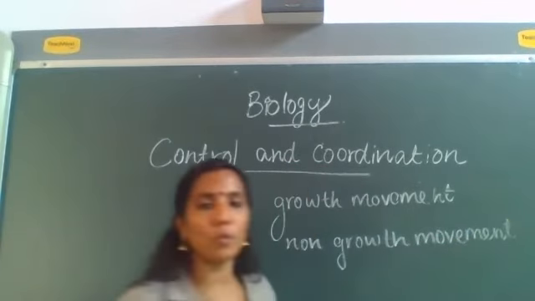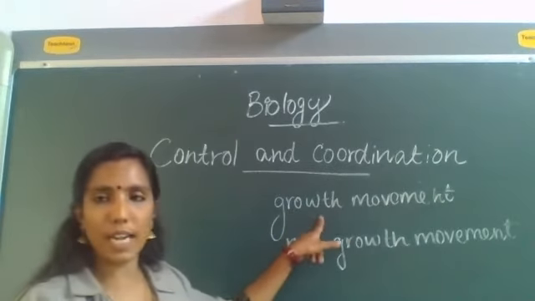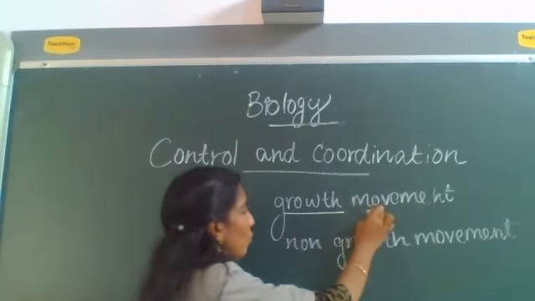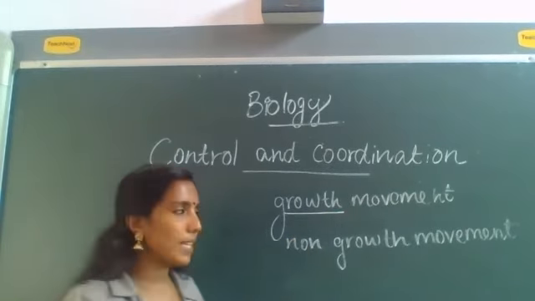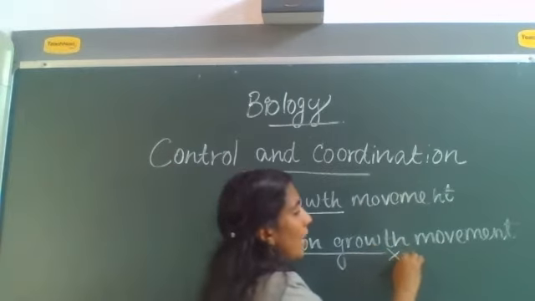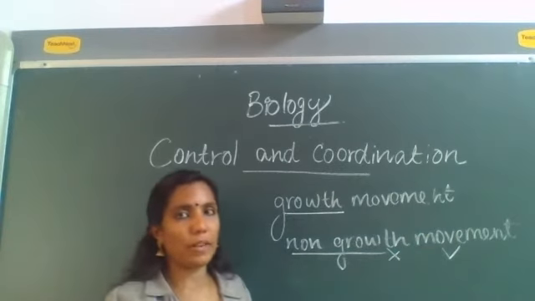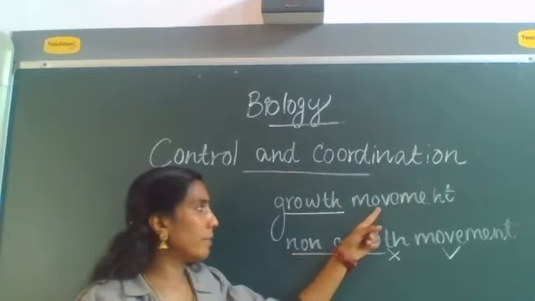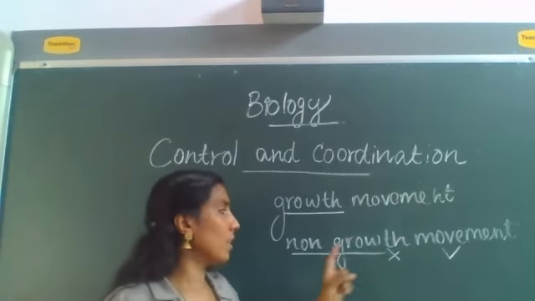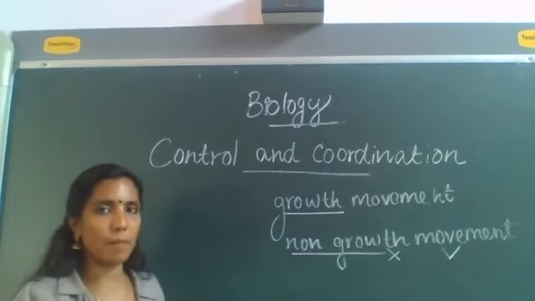So what are growth movement and non-growth movement? The movement which depends on growth is called growth movement. Another type of movement is there in which growth is not happening, only movement is happening. That type of movement is called non-growth movement. Growth movement means both growth and movement are happening. Non-growth movement means growth is not happening, only movement is happening in it. I will give you examples for that.